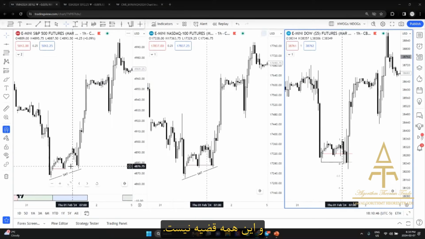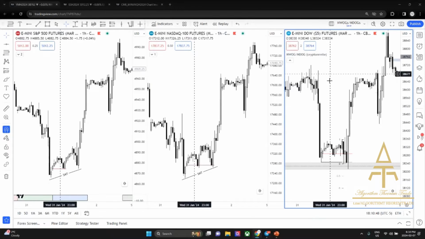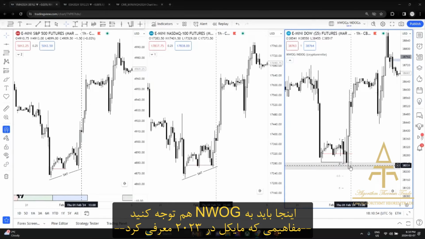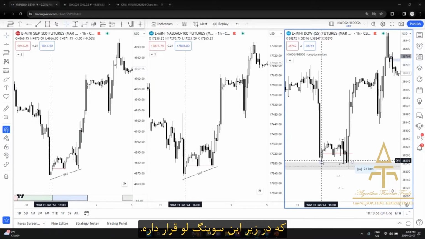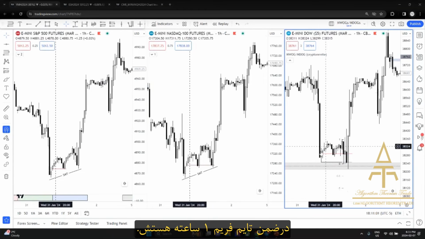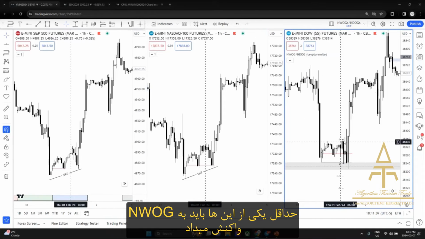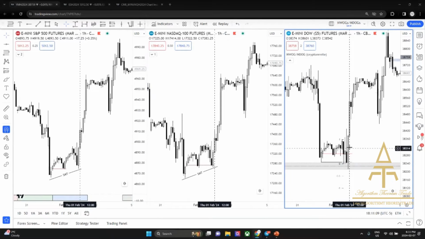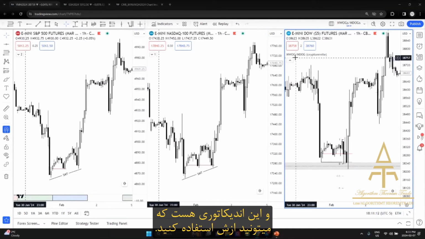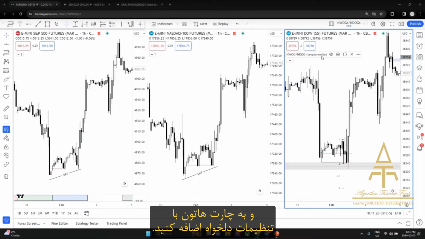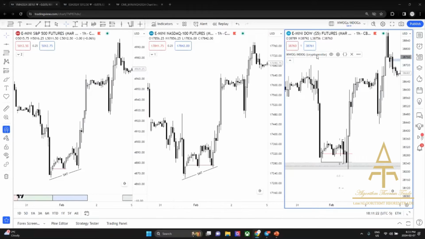And this isn't all that's there. Also, you need to see a new weak opening gap below this low right here. This is the 1 hour time frame, right? So at least one of these should be reacting to a new weak opening gap, which this is the indicator. You can look it up and apply it to your chart, fix it how you want to fix it, right?